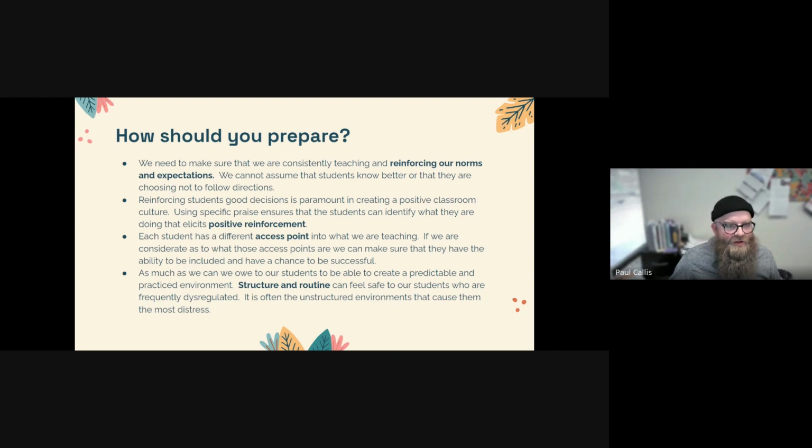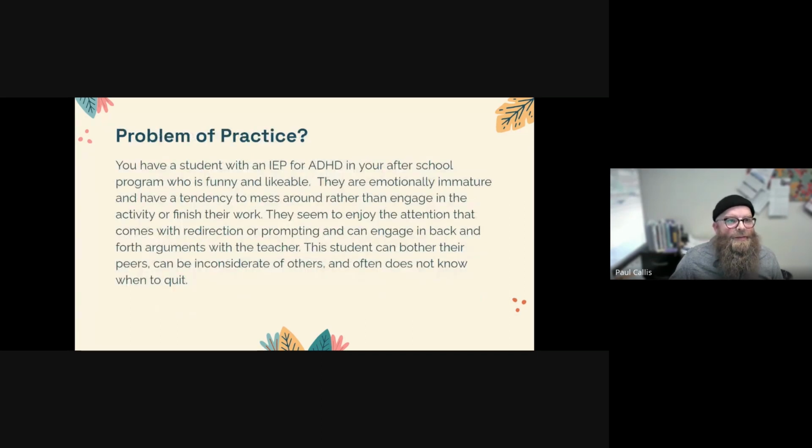Okay, I'm going to move on to the problem of practice. Please feel free to use the chat and interact during this part. So you have a student with an IEP for ADHD in your after-school program. They're likable and funny. They're emotionally immature and have a tendency to mess around rather than engage in the activity or finish their work. They seem to enjoy the attention that comes with redirecting and prompting, and can engage in back and forth arguments with the teacher. The student can bother their peers and can be inconsiderate of others, and often doesn't know when to quit.